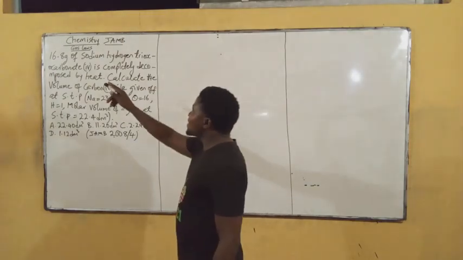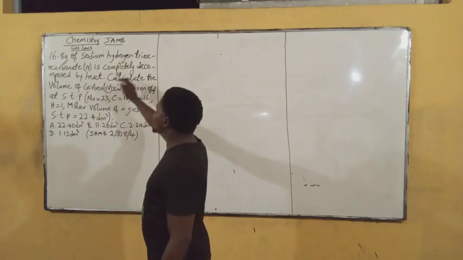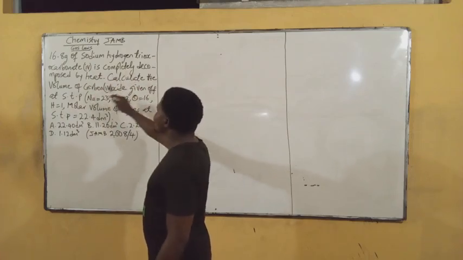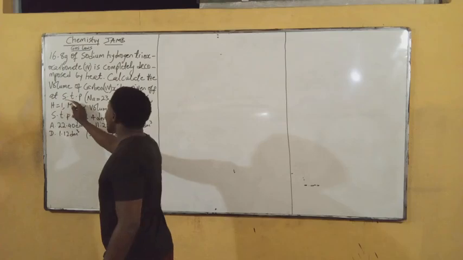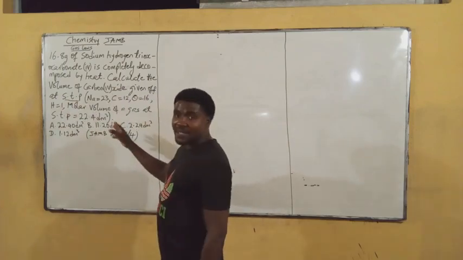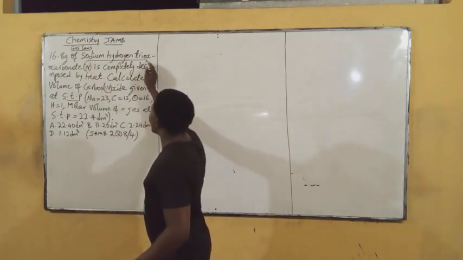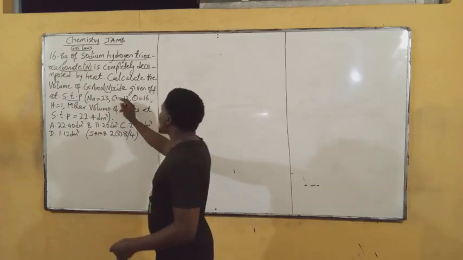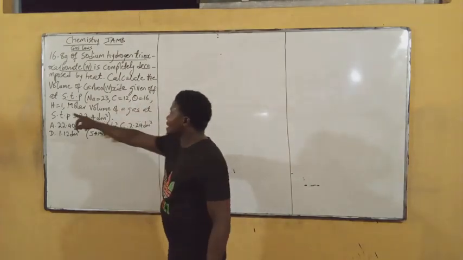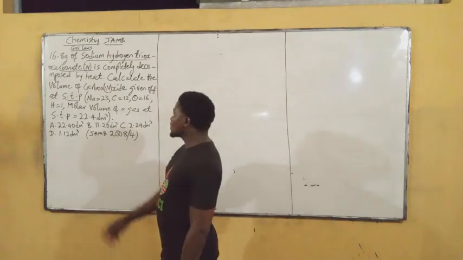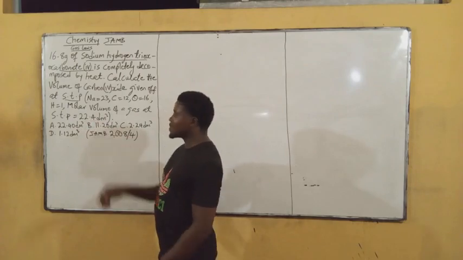It says 16.8 grams of sodium hydrogen trioxocarbonate(IV) is completely decomposed by heat. Calculate the volume of carbon(IV) oxide given off at STP. In bracket, they gave us the masses of the individual elements: sodium is 23, carbon is 12, oxygen is 16, and hydrogen is 1. Also, they gave us the molar volume of any gas at STP, which is 22.4 dm³.